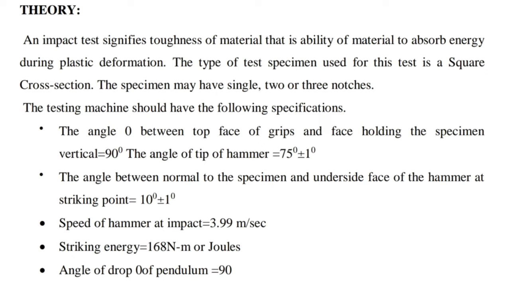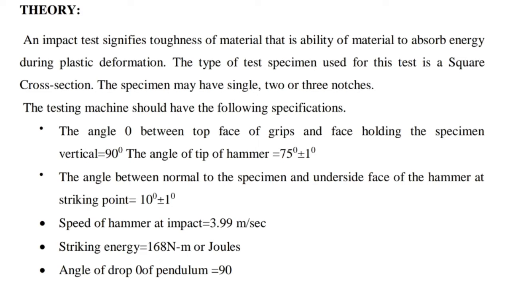Theory: an impact test signifies the toughness of a material, that is, the ability of the material to absorb energy during plastic deformation. The type of test specimen used for this test has a square cross-section. The specimen may have single, 2 or 3 notches.